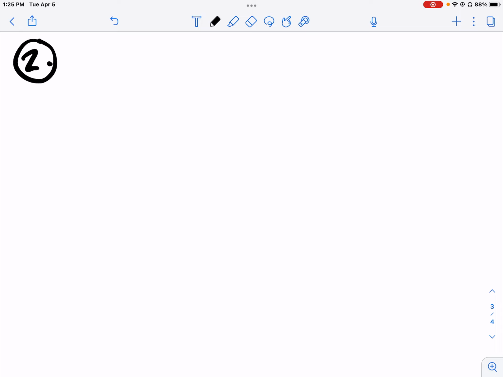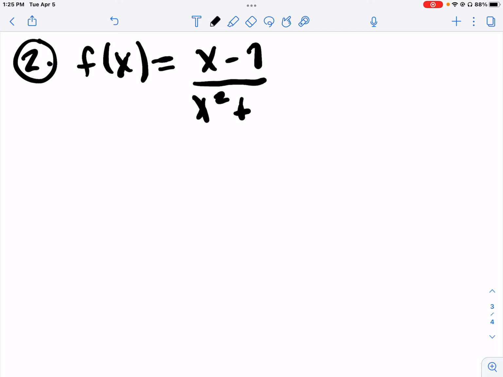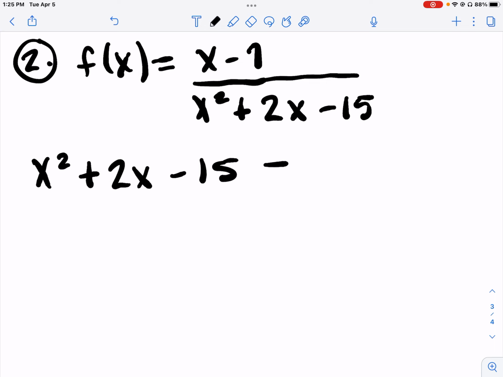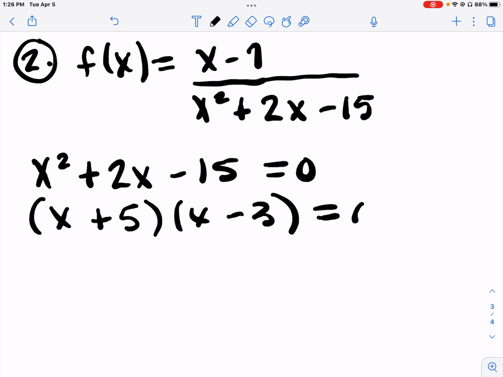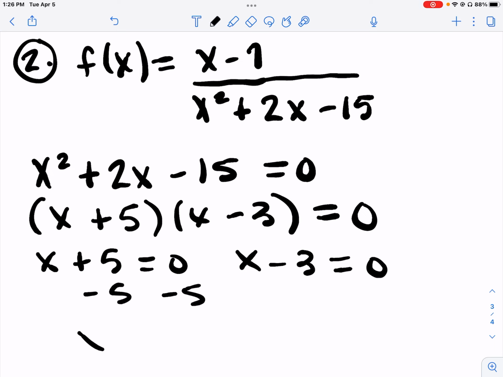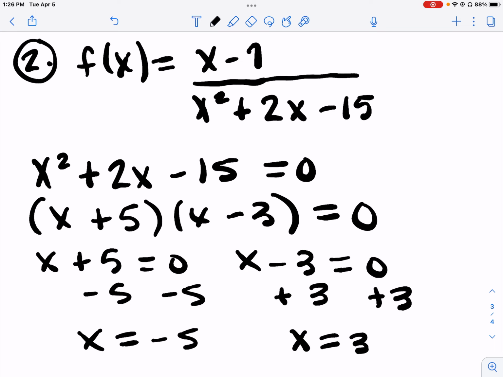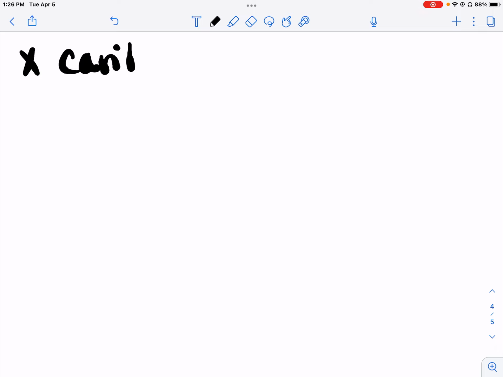Number 2 says find the domain. The bottom can't be 0. So I need to find out when the bottom equals 0. Factor. Multiply to -15, add to 2 would be 5 and -3. So x plus 5 equals 0, x minus 3 equals 0. Subtract 5. Add 3. Now that tells us what x cannot be, because we can't have 0 in that bottom. So x can't be -5 or 3.